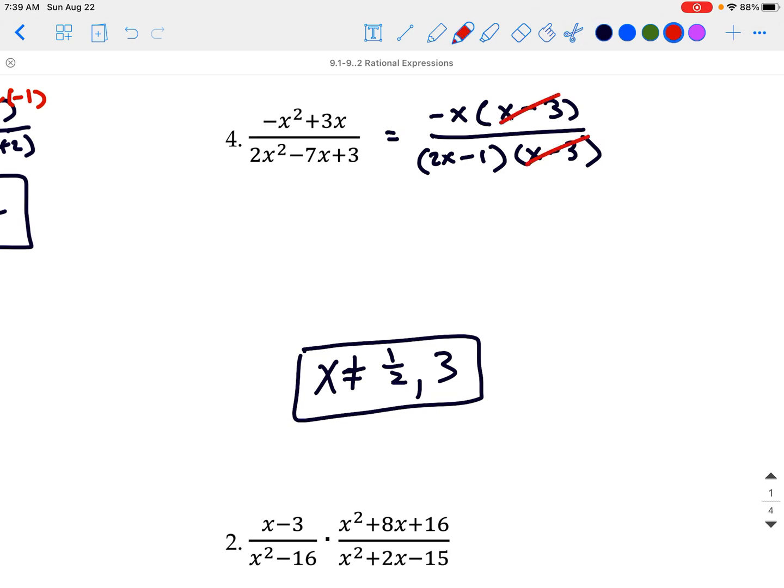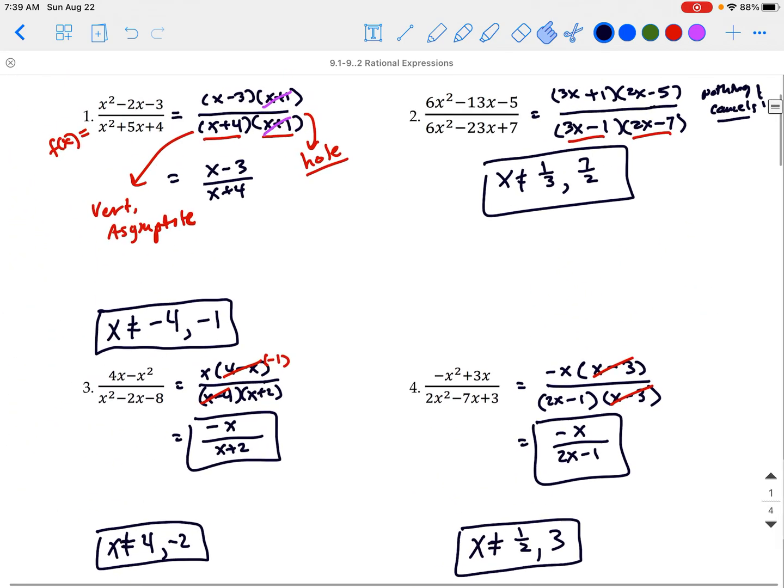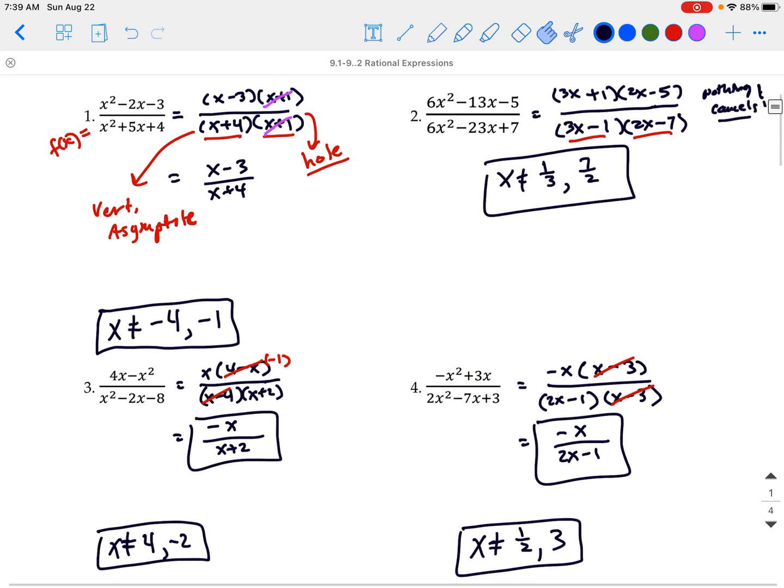But we are going to get cancellation. So our expression is going to simplify to negative x over 2x minus 1. Okay. So this is going to be kind of our general first step for most rational functions.